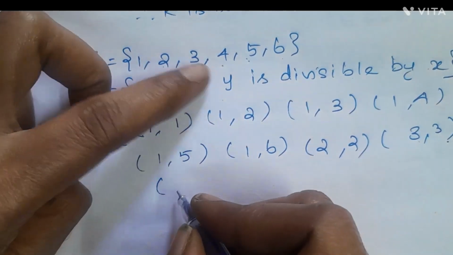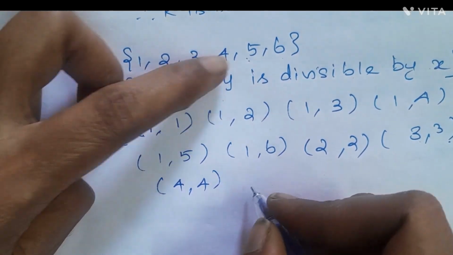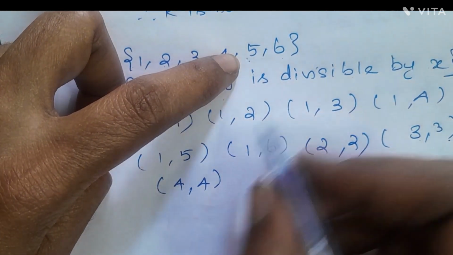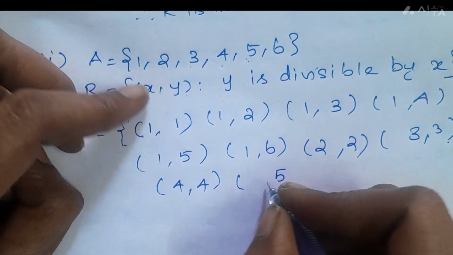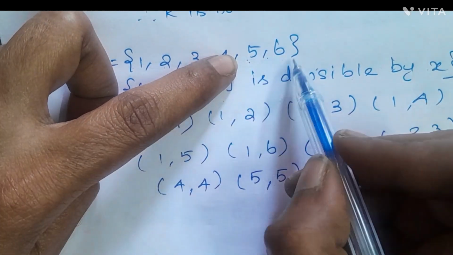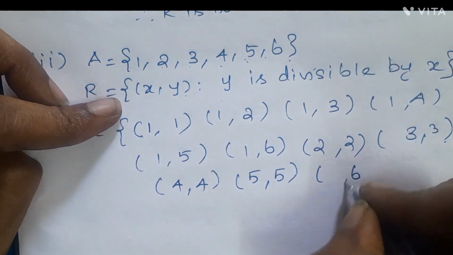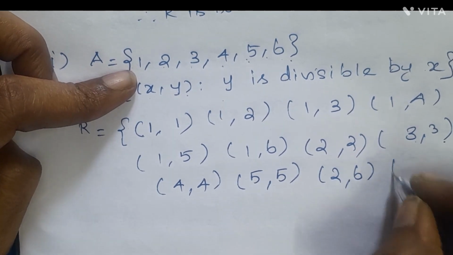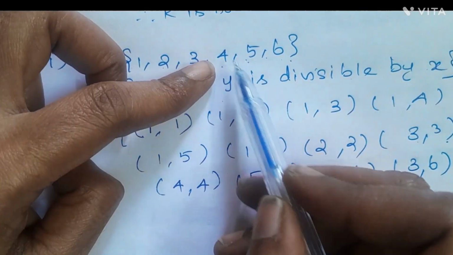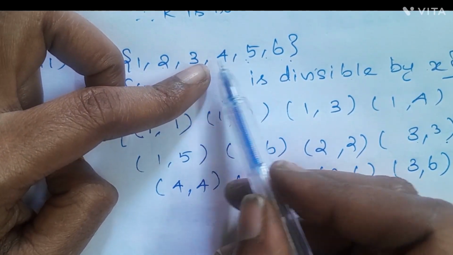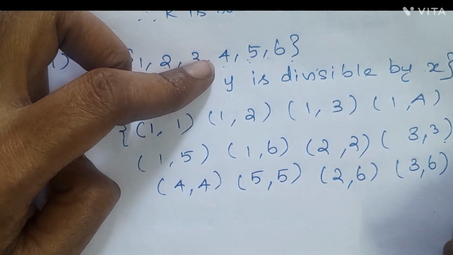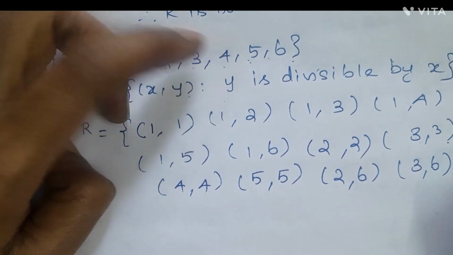Then 4 is not divisible by 3. 4 is divisible by 4. Not divisible by 5. 4 by 6 gives some 0.something. So next 5 is not divisible by 2, 3, 4. 5 is divisible by 5 and not divisible by 6. Then 6 is divisible by 2. 6 is divisible by 3. 6 divided by 4 gives 2 by 3 in fraction. So 6 is not divisible by 5. So 6 is divisible by 6.